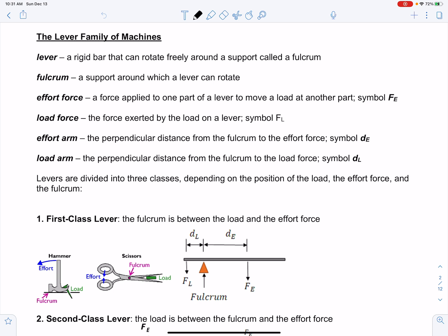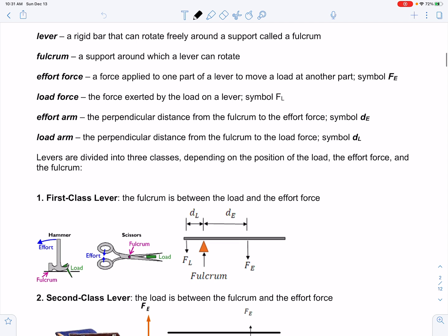The first example is a first-class lever. And we have everyday examples given, such as a hammer that is removing a screw, or a pair of scissors. With each of these, you can see they all share similarities in that the load force and the effort force are separated with the fulcrum in between. Okay? So we have load force, fulcrum, effort force.